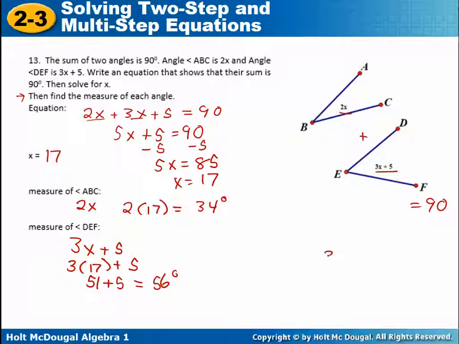And I can check this by taking my answers, 34 plus 56, and making sure that it equals 90 like it was supposed to. And it does, so that checks. And these are the values, the measures of those angles.